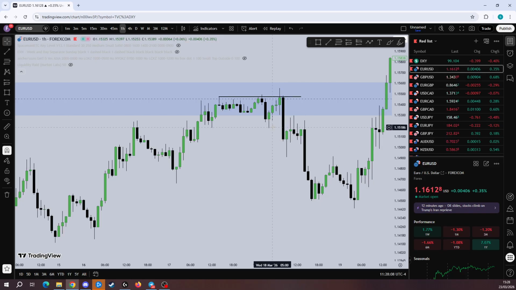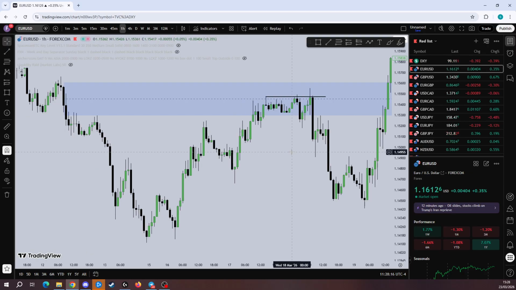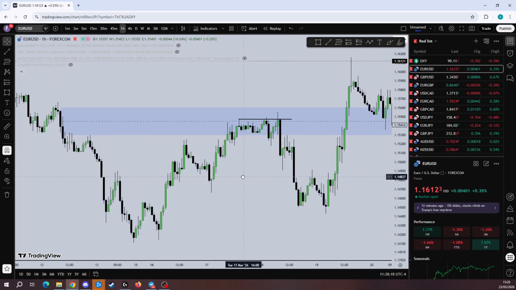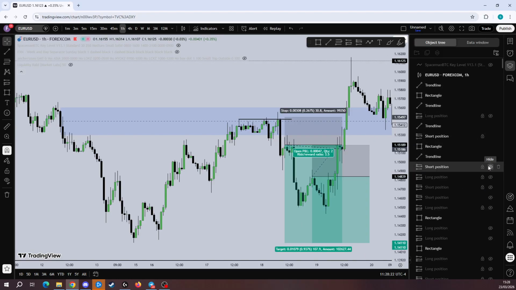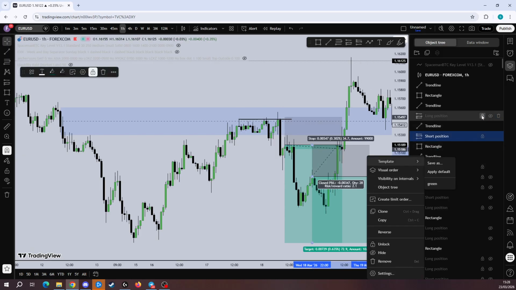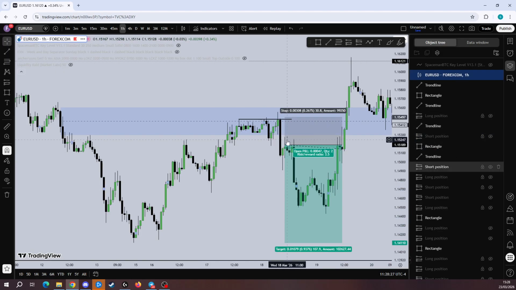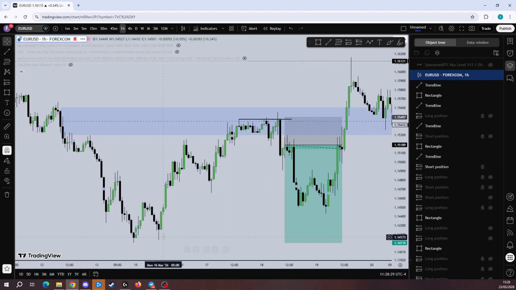See here, we had an hourly closure below the range lows, and then we formed the hourly fair value gap at the same time. So I took a lower sell entry, which was this. Hide this for now. Shorted here, and then my TP was the Monday lows.